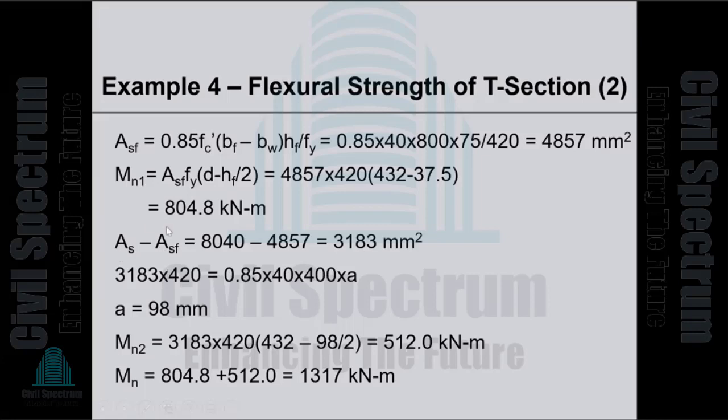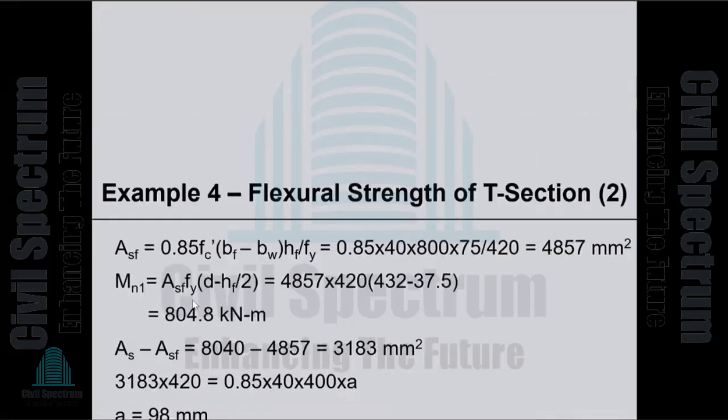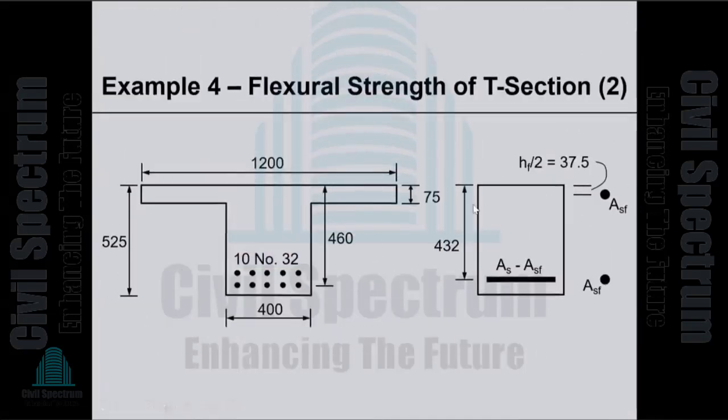Okay, so the tension reinforcement left in the remaining rectangular section is the total of 8040 minus the 4857 that we took out, that is 3183 square millimeters. The total tension in that reinforcement is 3183, the area, multiplied by 420, the yield strength of the tension reinforcement. We equate that to the compression concrete force, 85% of F sub C prime, 40 MPa, multiplied by the width of the beam, 400, multiplied by the stress block depth. That gives us a stress block depth of 98 millimeters. This is the stress block depth for that section, okay, this section.